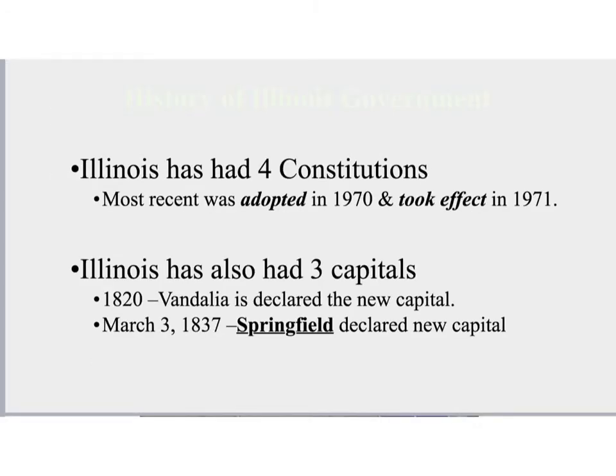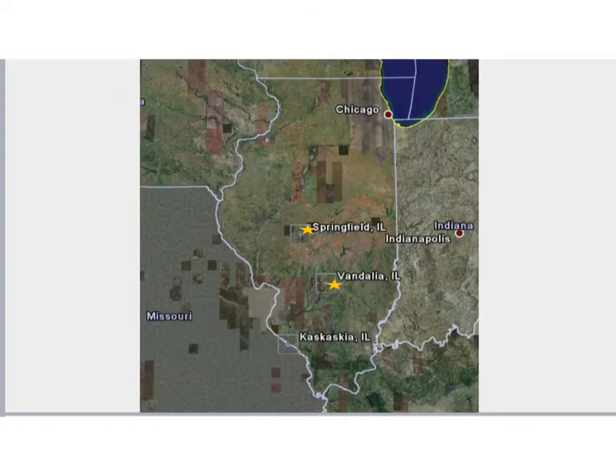Illinois has had 4 constitutions, the most recent of which was adopted in 1970 and officially took effect in 1971. They've also had 3 state capitals. In 1820, Vandalia is declared the new capital, but on March 3rd, 1837, it was moved to Springfield. Here's a map that shows you the location of the different places. It actually started out in Kaskaskia, down here, and then moved to Vandalia, and then moved to Springfield. They actually chose Springfield because it was more central, and they felt like it was an easier location for people from Chicago and the rest of Illinois to get to equally.